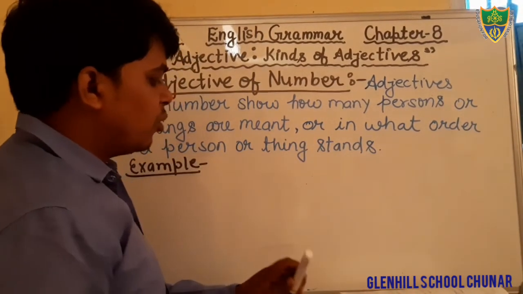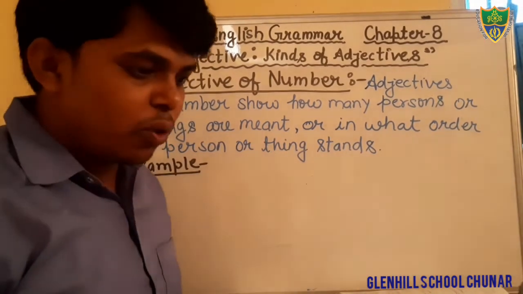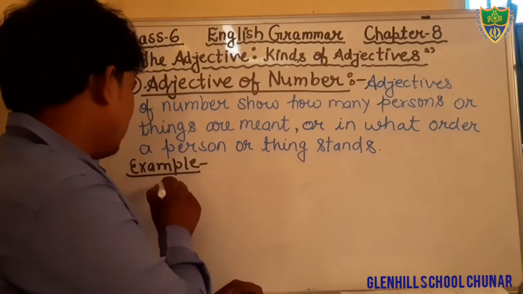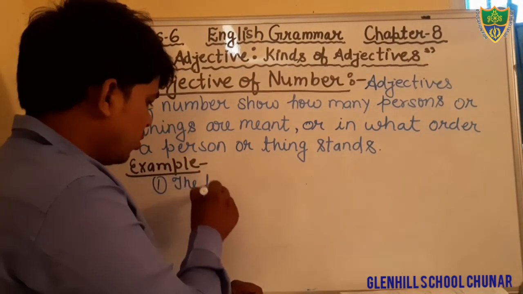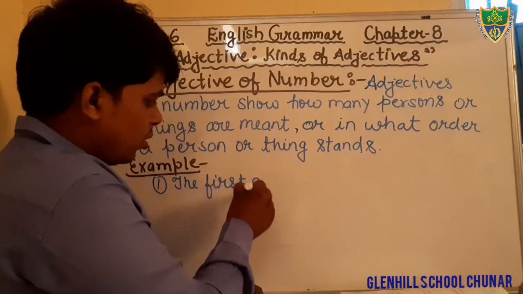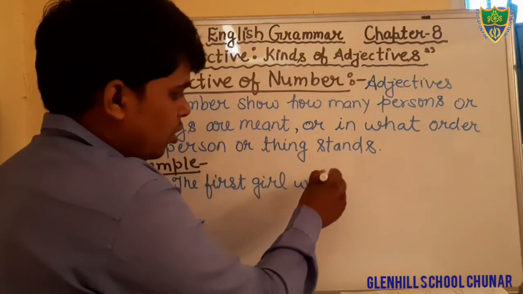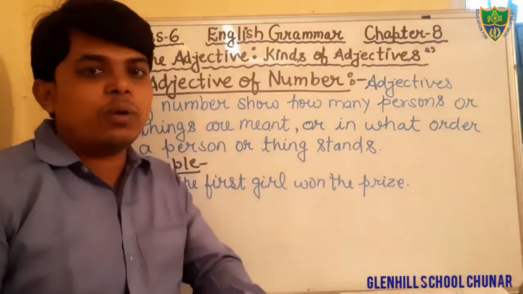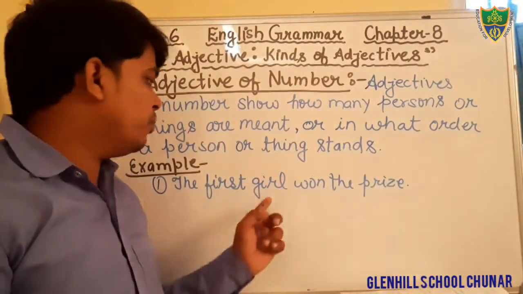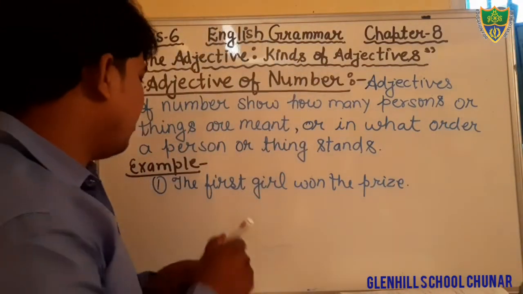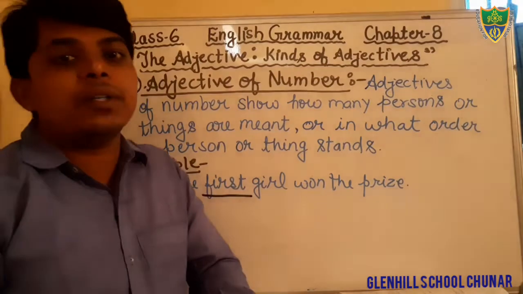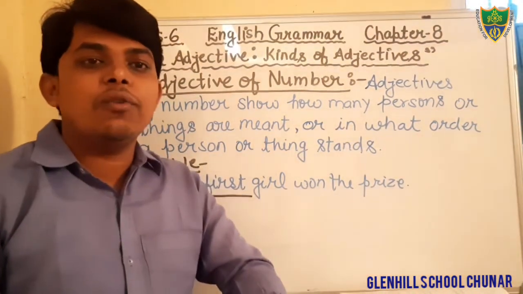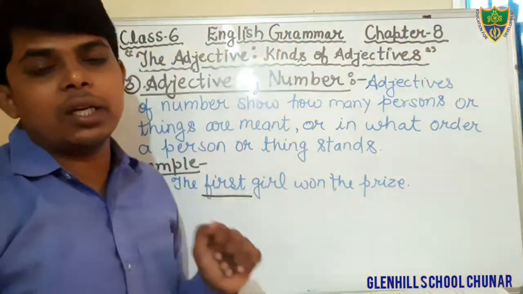Just see, all the people were ready to dance. Students, in your book also, so many examples are given. The first girl won the prize. I'm going to write: the first girl won the prize. P-R-I-Z-E. Just see, students, in this sentence, what is noun? The word girl is noun. Just before that, there is a word first. It denotes the number or order of a person. In this sentence, what is adjective of number? The word first is adjective of number.